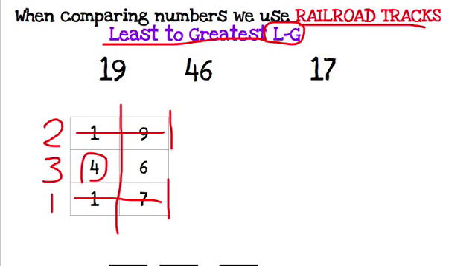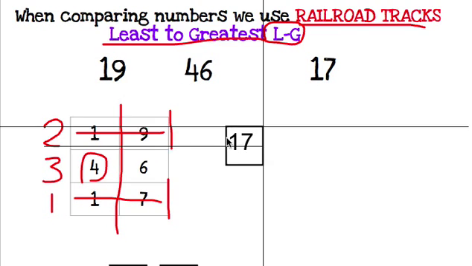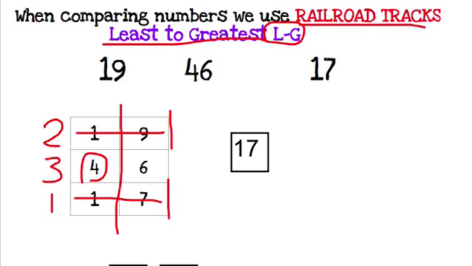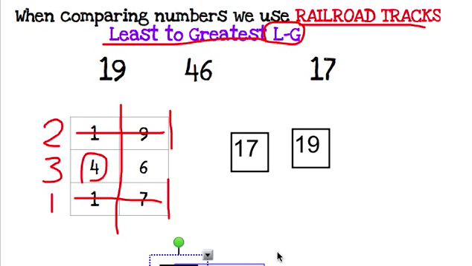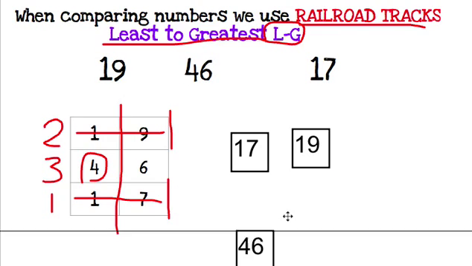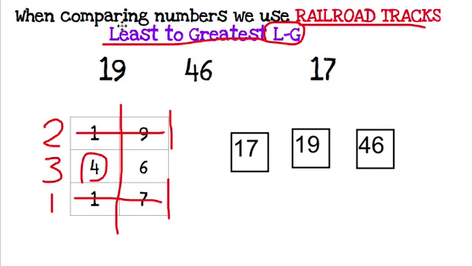Number 1, 17 is my smallest number. And then 19 was my number 2. And 46 was my number 3. My numbers are now from the least to the greatest. L to the G. So 17 is smaller than 19. And 19 is smaller than 46.